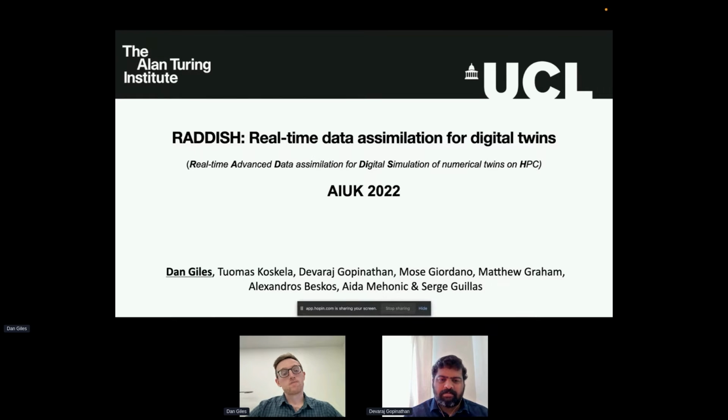So the project is entitled RADDISH. It's all about real-time data assimilation for digital twins, but where does the acronym come from? It always comes with the territory, it's always a bit of a mouthful. So RADDISH itself stands for real-time advanced data assimilation for digital simulation of numerical twins on HPC. In my part of this talk, I'm going to focus mainly on the data assimilation aspects, and then I'll touch towards the end on some of the high performance computing, the HPC aspects.